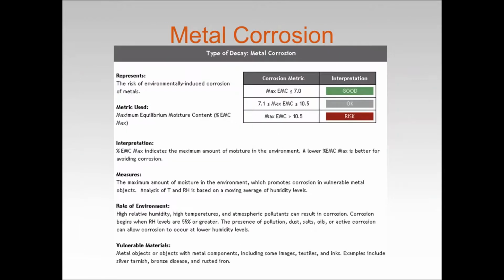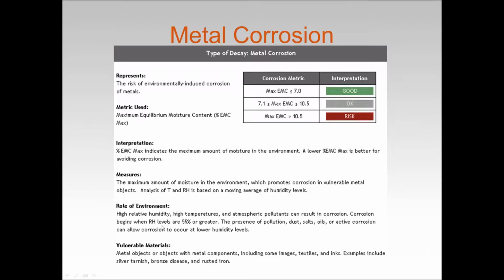Let's go back and talk about metal corrosion. Metal corrosion also uses the equilibrium moisture content as its metric to give you these ratings, but it calculates the numbers differently than it does for the other category of mechanical damage. In this case, we would like to have a drier environment.